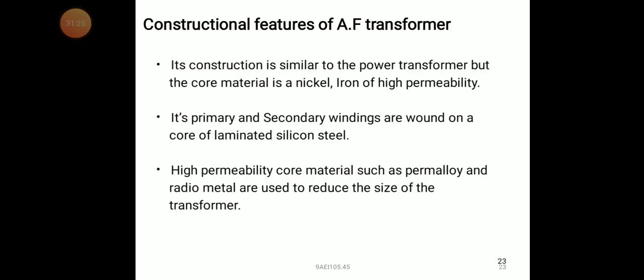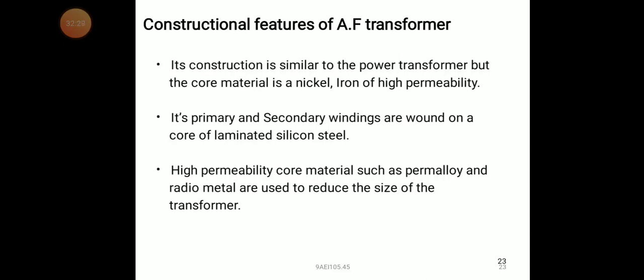Its primary and secondary windings are wound on a core of laminated silicon steel. The high permeability core materials such as permalloy and radio metal are used to reduce the size of the transformer. The construction is similar to the power transformer, but the core material is nickel iron of high permeability. Its primary and secondary windings are wound on a core of laminated silicon steel.